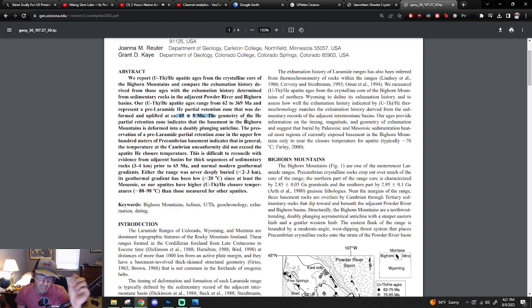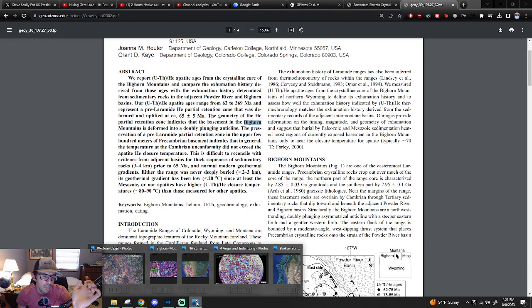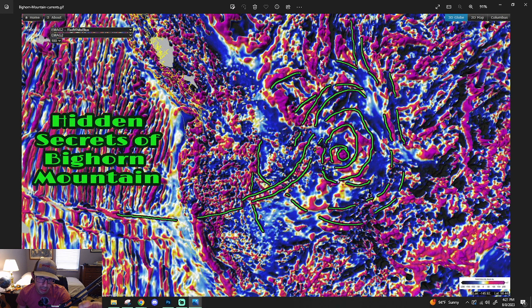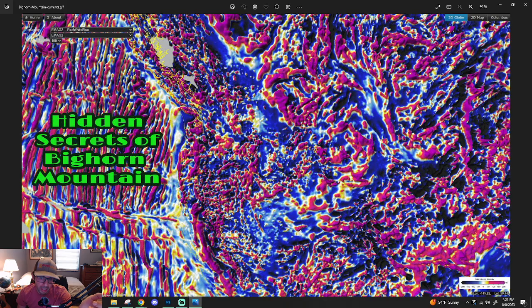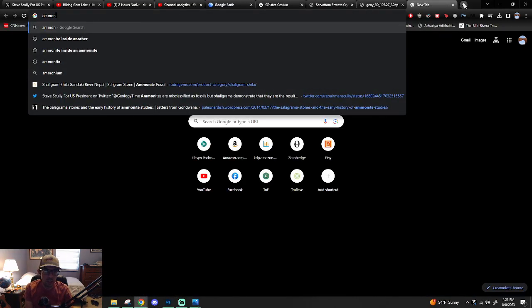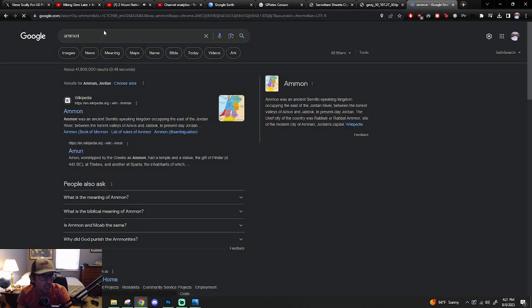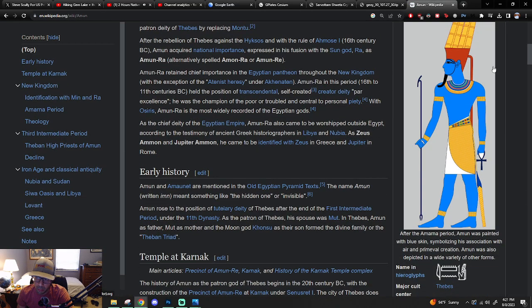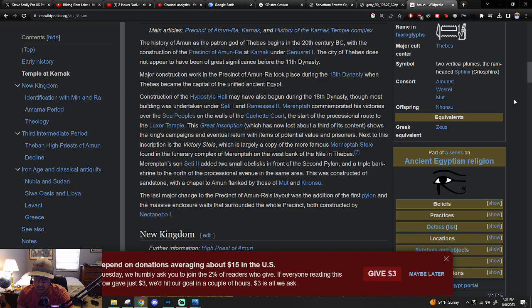Also, Bighorn Mountains. Bighorn, like Amon, God. Amon. Bighorn. I don't know why that one doesn't have a horn on it.